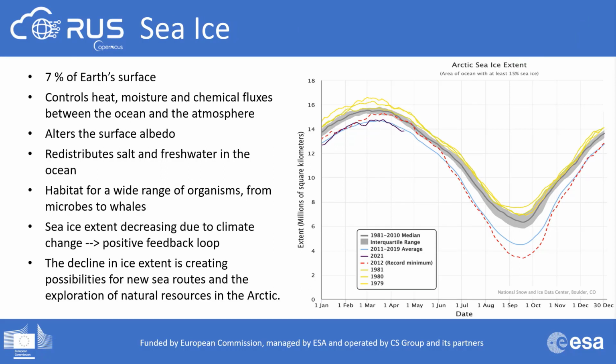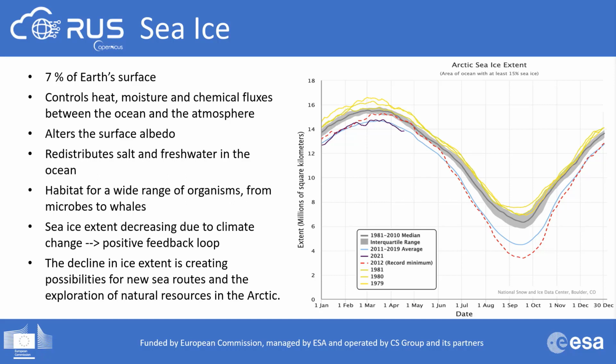Now, sea ice is frozen seawater, and it is a major component of Earth's climate system. It effectively controls heat, moisture, and chemical fluxes between the ocean and the atmosphere, and it dramatically alters the surface albedo and redistributes salt and fresh water in the ocean. It provides habitat for a wide range of organisms, from microbes to whales, that are specifically adapted to its presence and seasonal patterns.